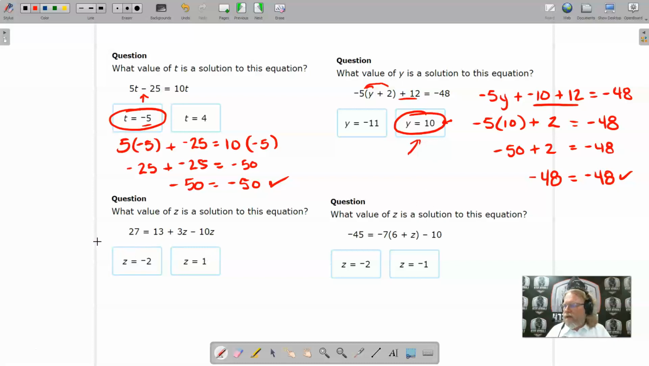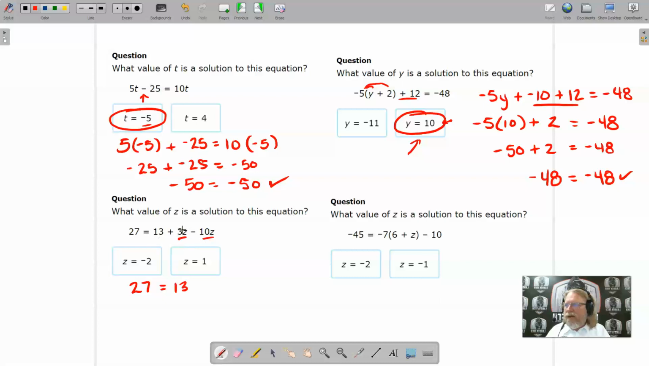On the next one, it looks like we have a strategy we could employ here. Notice that 3z and negative 10z are both in the terms of z. So we could simplify this first. So it always helps to simplify it before we start our work. So we're going to bring down that 13 from right here.